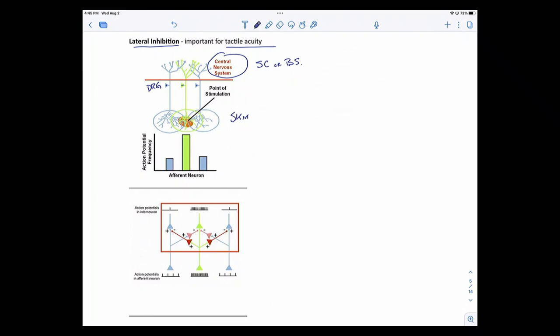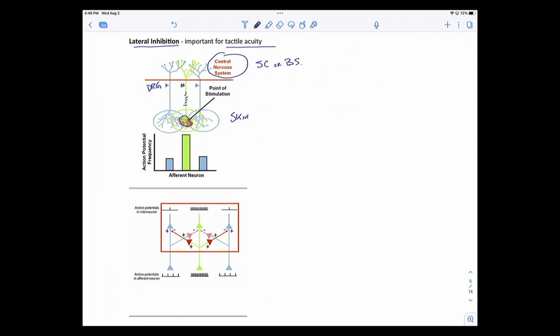Looking at this, the point of the drawing is that if you stimulate where this red circle is, so you're touching that, you're going to be firing action potentials of that particular DRG, that particular afferent neuron, and it's going to be talking to the central nervous system, and you're going to feel touched there.